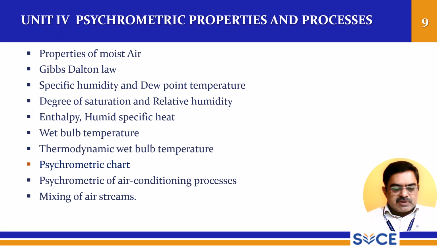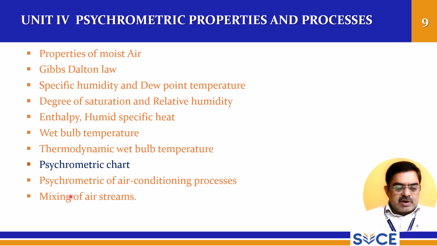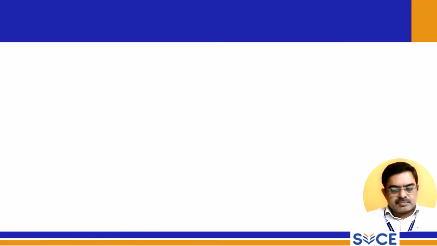So these are the topics we have seen so far, and now we are going to see and complete the psychrometric chart. Then we have psychrometric air conditioning processes, and then mixing of air streams. These are the two more topics left in this unit that we will discuss in subsequent sessions. So we will see the psychrometric chart and how to use it for computations, and we will see numerical problems on this.